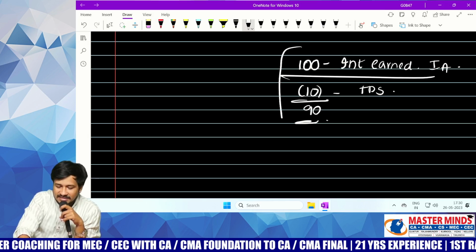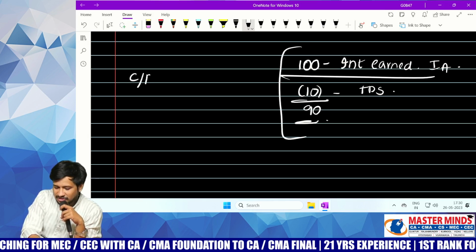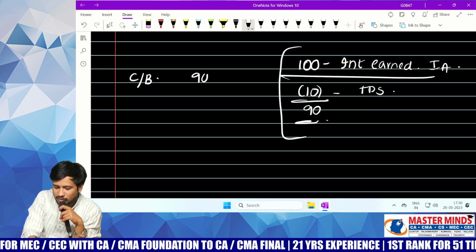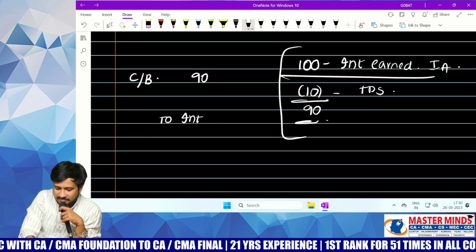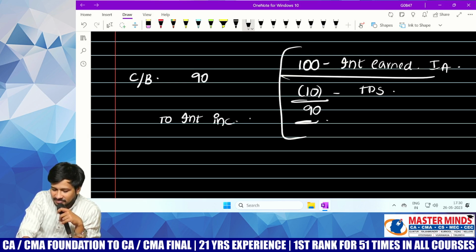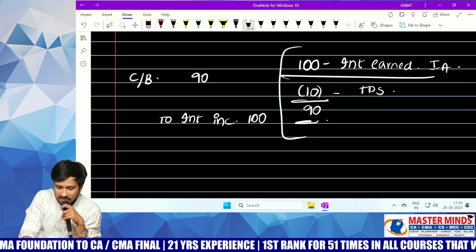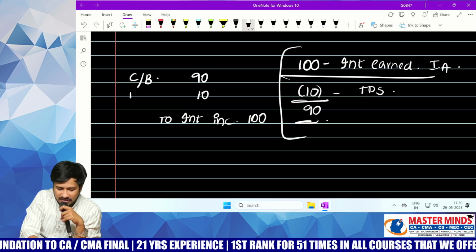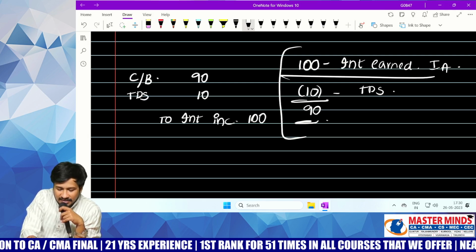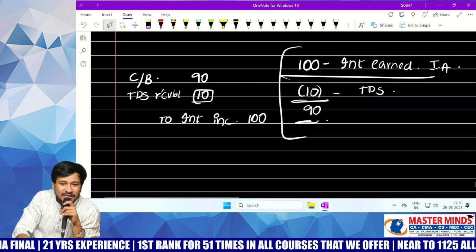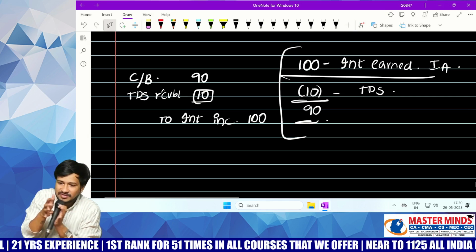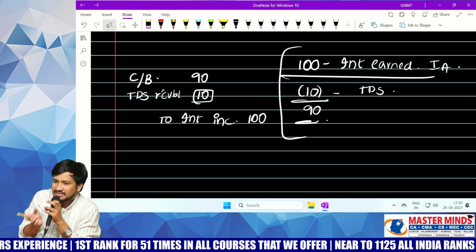So what is the entry I'll be writing, sir? Cash or bank account debit, I got only 90 rupees, to interest income. But my interest income is 100 rupees. So what about this 10 rupees, sir? TDS. And since it is a debit, I will call it TDS receivable, because once the year completes, I will be filing the tax return.